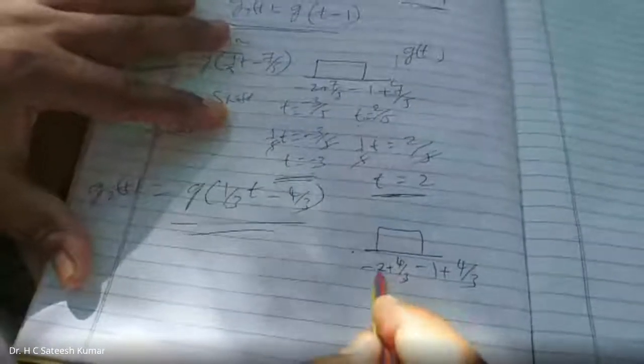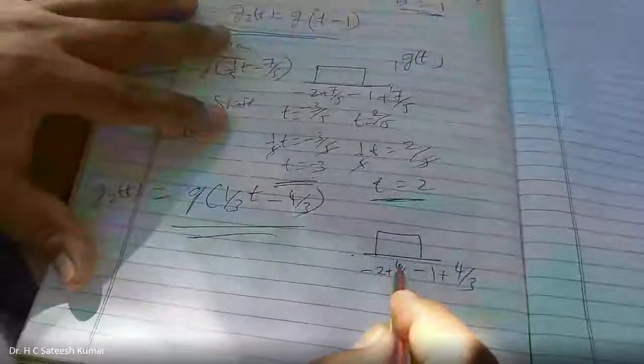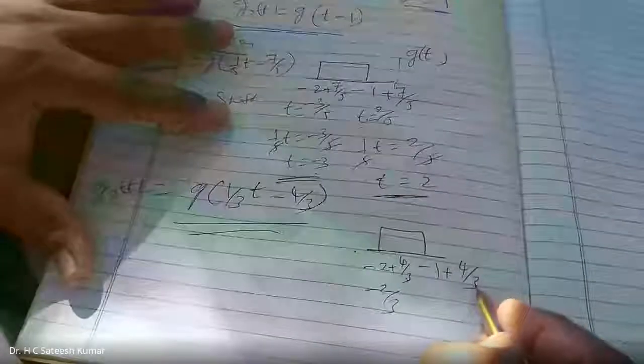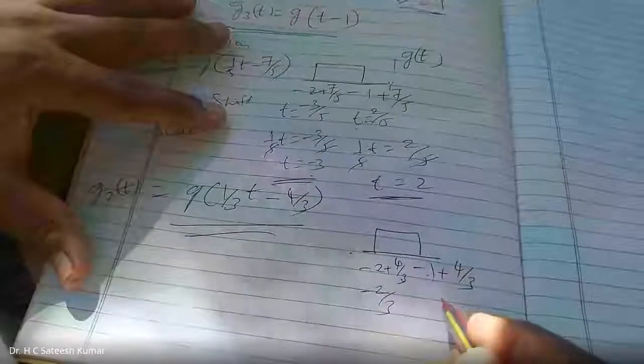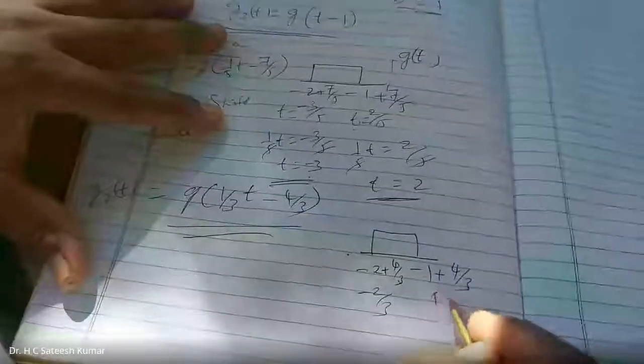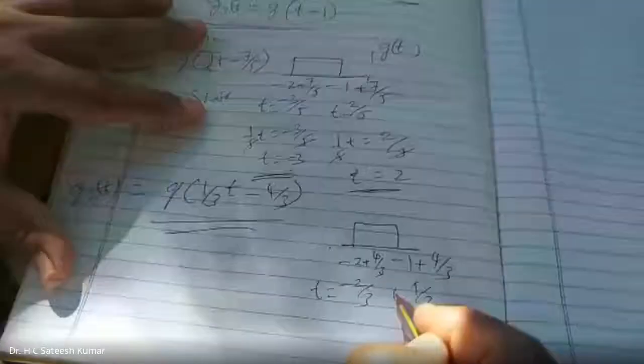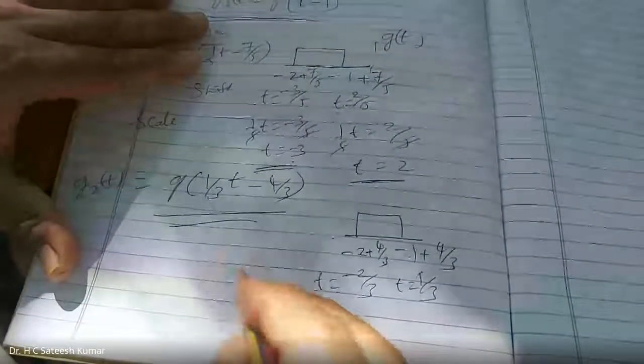-3 into 2, 3 into 2 is -6. -6 plus 4 is -2 by 3. -3 plus 4 is 1 by 3. So t is equal to -2 by 3, and t is equal to 1 by 3. Now you scale it. 1 by 3 t is equal to -2 by 3. 3 gets cancelled, t is equal to -2. 1 by 3 t is equal to 1 by 3, so t is equal to 1. You can check it out. In g2 of t, left edge is at -2 and right edge is at 1. We can verify that.